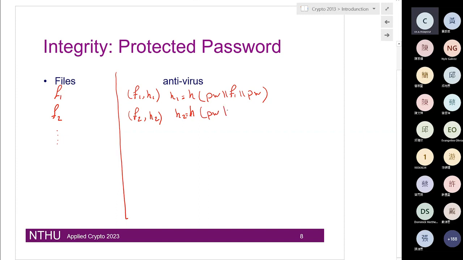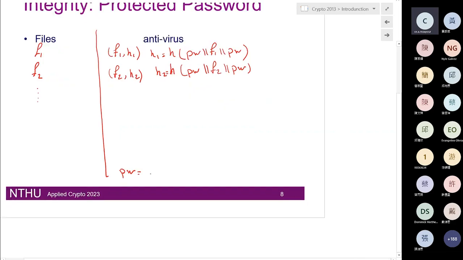Password, F2, password again, right? So let's define here that PW is, let's call this one, a protection password.